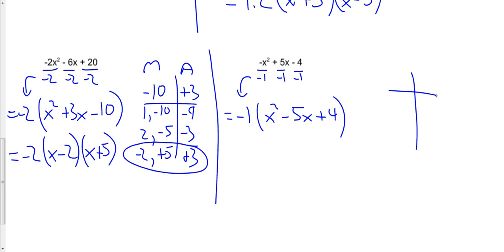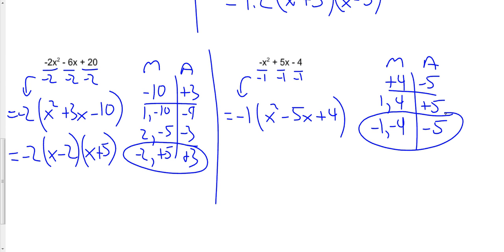So when I go through and I'm making up my MA chart, I'm looking for two numbers that are going to multiply to positive 4 but add to negative 5. So in this instance, if I take 1 and 4, positive 1 times positive 4, they equal positive 4, but when I add them, they add to positive 5. So let's do the opposite. Negative 1 times negative 4 will also multiply to positive 4, but when I add them together, they equal negative 5. So this means that this combination right here is what I'm looking for. So to complete this, we've got negative 1 times x minus 1 times x minus 4.